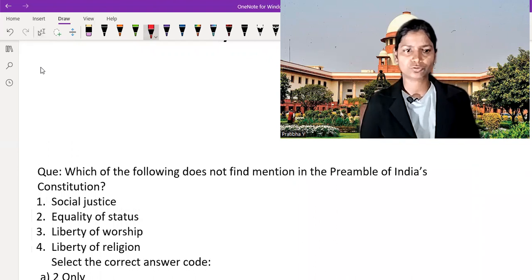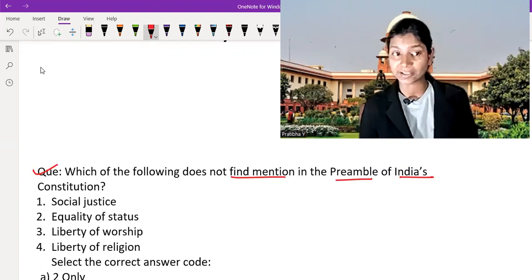Yeah. So now we are going to solve 5 questions on the 5 different issues. First question is, which of the following does not find mention in the preamble of India's constitution?